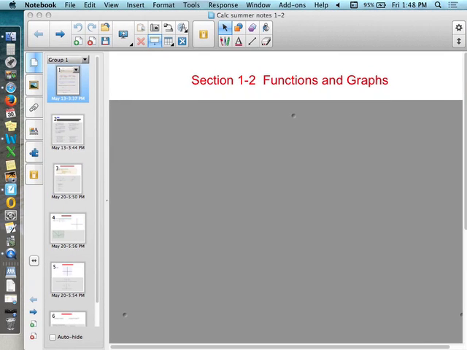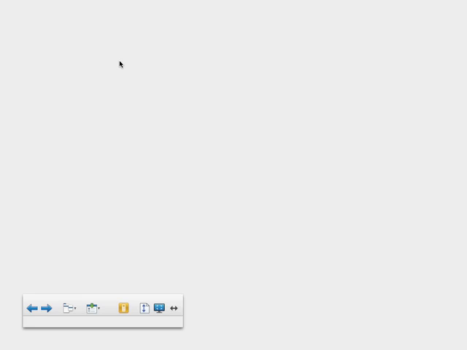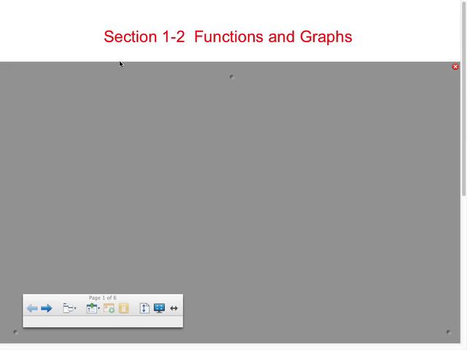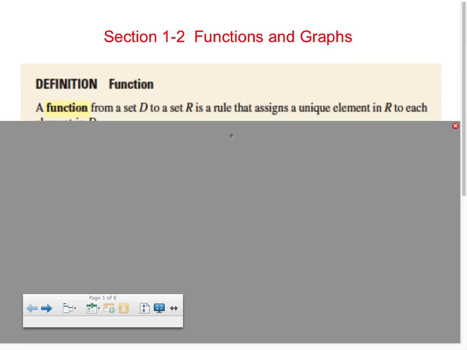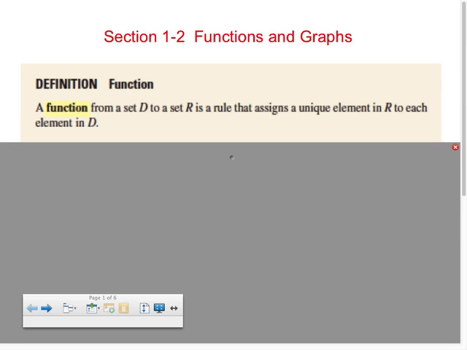Okay, in section 1-2, we're going to review functions and their graphs. So, the first thing we'll talk about here with functions and their graphs is, first of all, what is a function? A function is a relationship, a rule that we set up between a set D, which of course stands for domain, to a set R, the range.